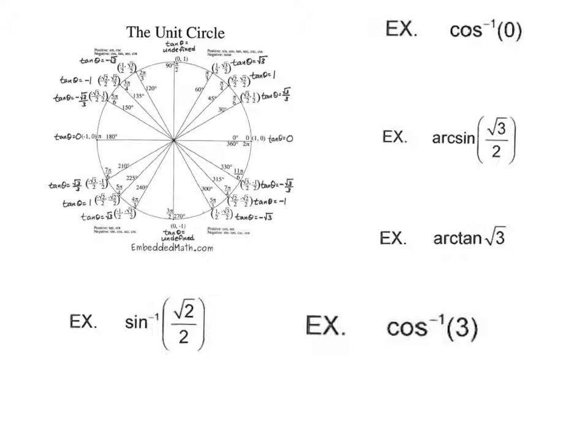We're asked to find exact values. That always means use the unit circle. We're going to answer in both degrees and radians, which is what I would like you to do for your homework. And so first we're doing the inverse cosine of 0.